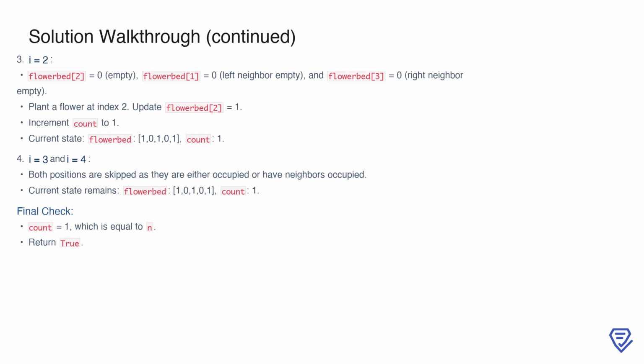Moving to indices 3 and 4, both positions are skipped since they are either already occupied or have neighbors that prevent planting. At the end of this process, the total number of flowers planted matches our requirement, with count equal to n. Therefore, we return true as the result.